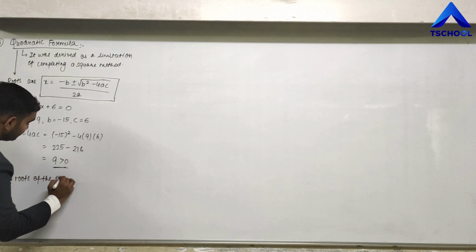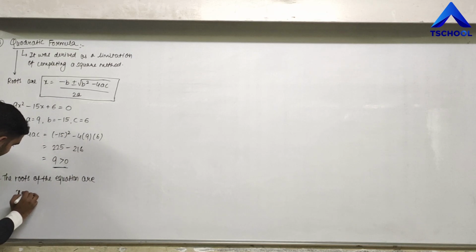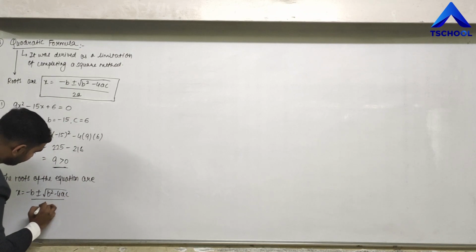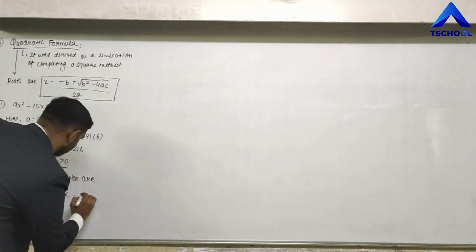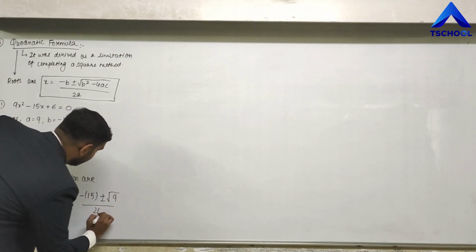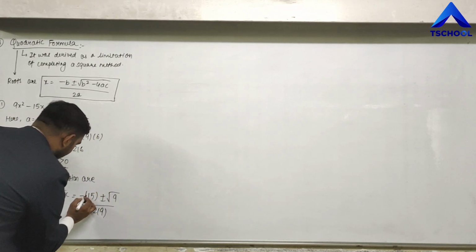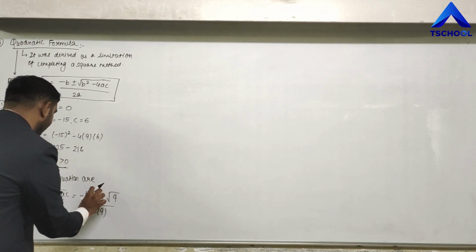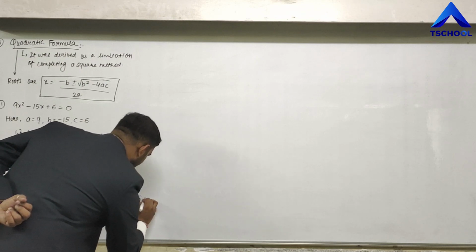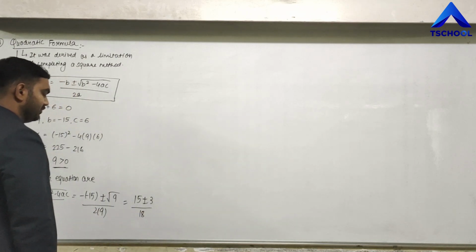of the equation are x equals minus b plus or minus root b square minus 4ac upon 2a, that is minus of minus 15 plus or minus root 9 by 2 into 9, right, that is minus of minus 15. I made a mistake somewhere, here itself, that is 15 plus or minus 3 upon 18.